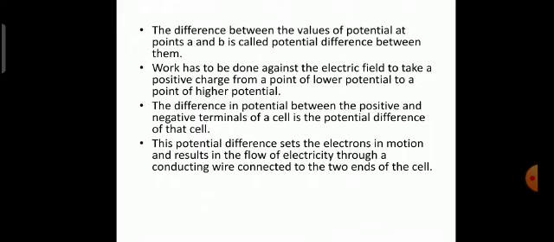We also studied the difference in potential between the positive and negative terminals of a cell, and that is called the potential difference of that cell. And it is this potential difference that sets the electrons in motion and results in the flow of electricity through a conducting wire connected to the two ends of the cell.